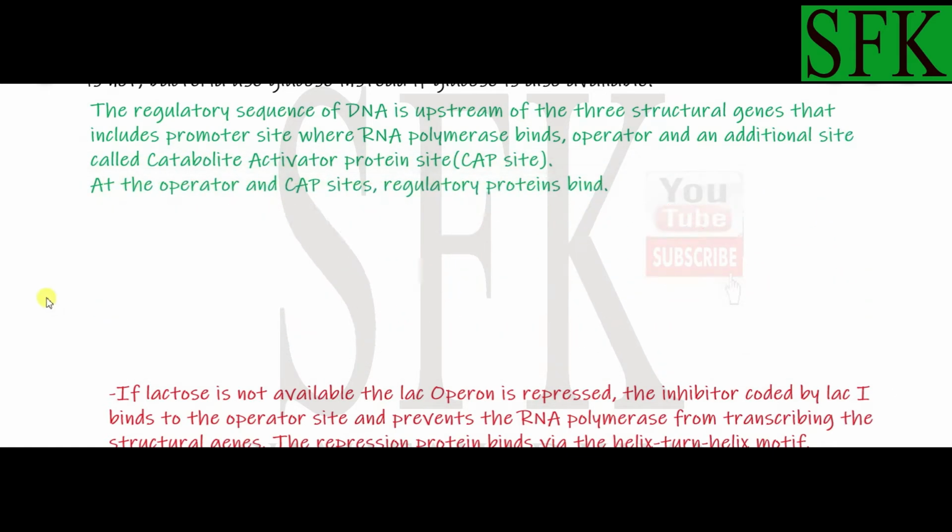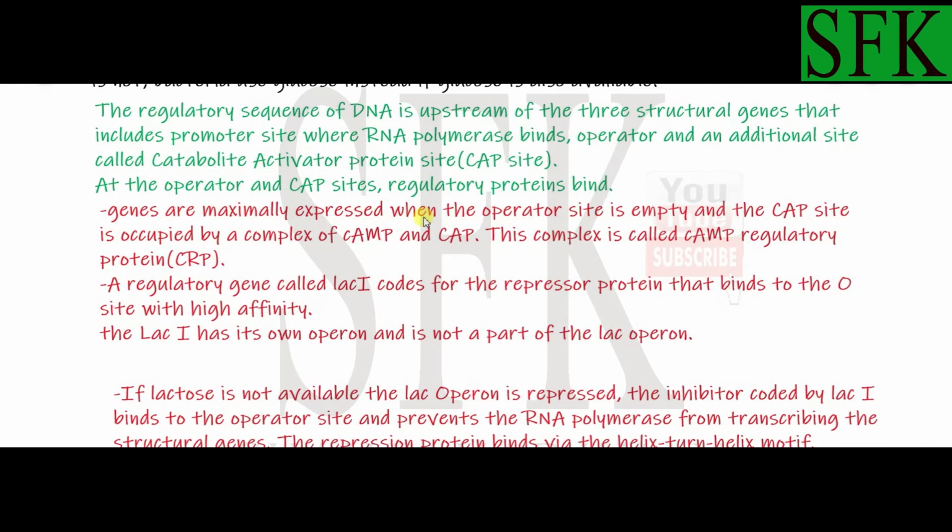Now, the genes are maximally expressed when the operator site is empty, so no repressor must be present at the operator site, and the cap site is full. The cap site is occupied by this complex of cAMP and CAP. The complex of cAMP and CAP is known as CRP, the cAMP regulatory protein.